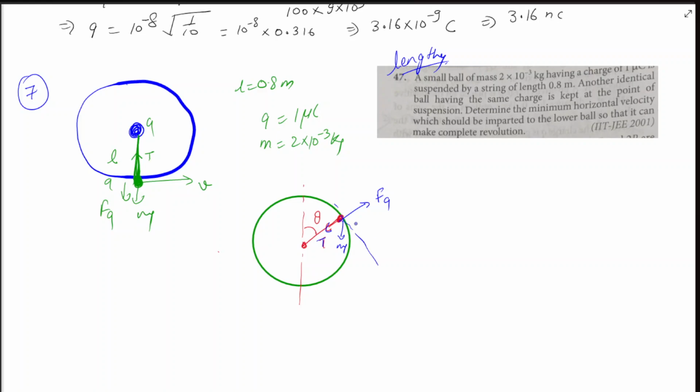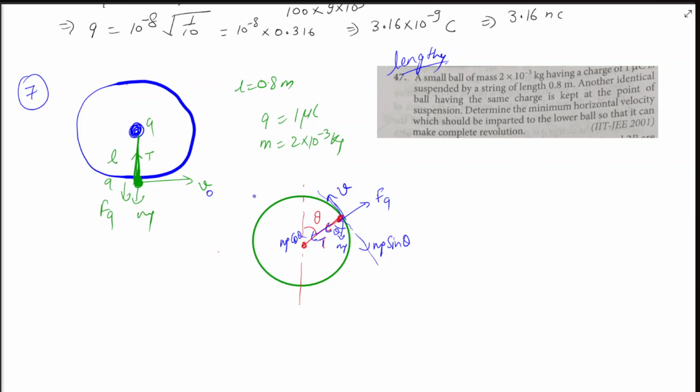Okay, this is tangential, this is normal. Let's resolve it. So if this is theta, then this is theta, right? So here we will get mg sine theta, right? And here we will get mg cos theta, and it is going with the velocity v. Suppose this is v naught, let's say.